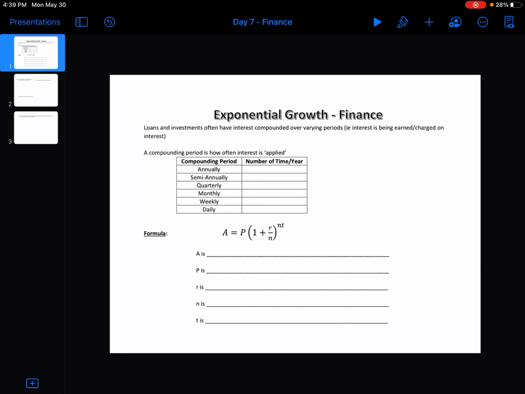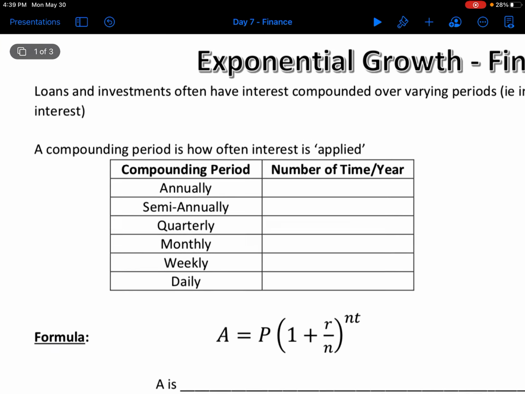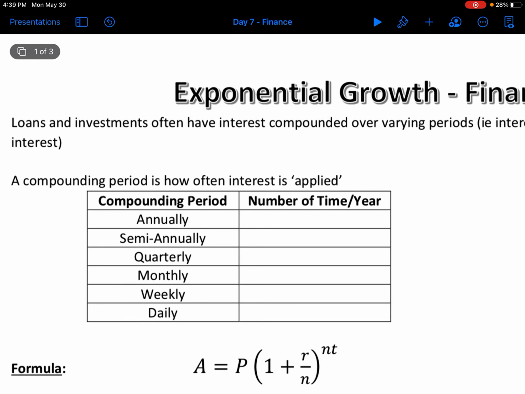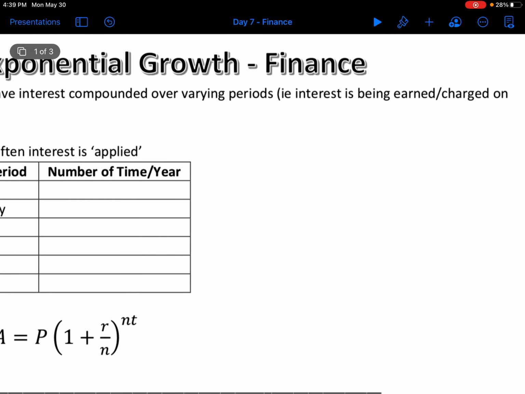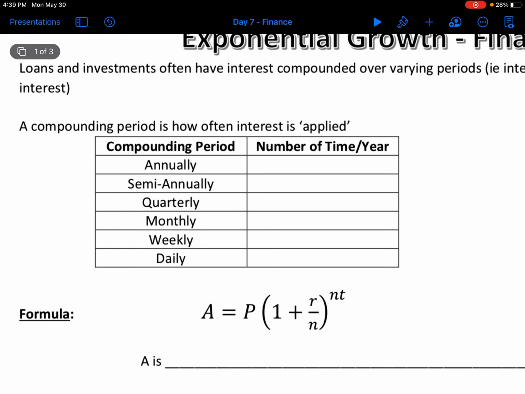So one of the main types of exponential growth is dealing with money and really finance. So what we're going to look at is compound interest, which is the most common type of interest when you're investing or you're paying loans and things like that. Pretty much everything is earned in one of the following compounding periods, and what that means is that the interest is applied that many times per year.